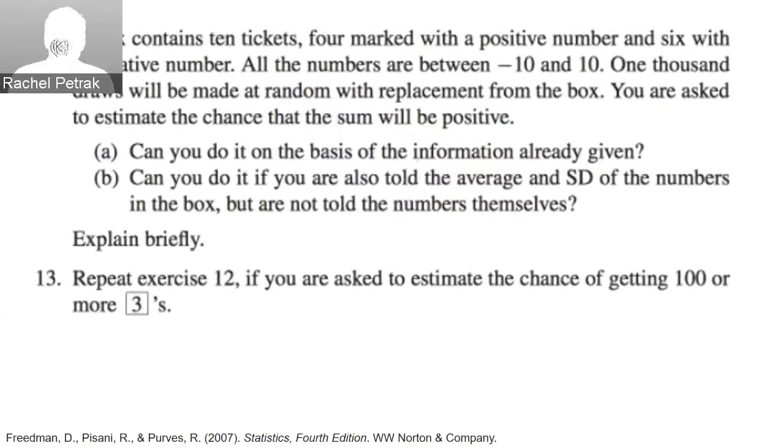Can we do it on the basis of the information already given? No, we can't. Why not? Well, the box, for example, could have 4 tickets marked 1 and 6 marked -10, or 4 marked 3 and 6 marked -2. With those two different boxes, the chances would be really different.